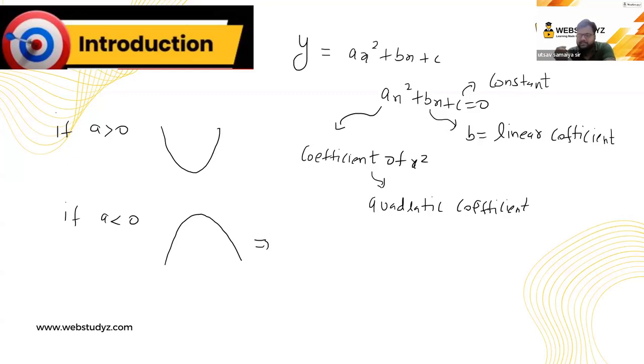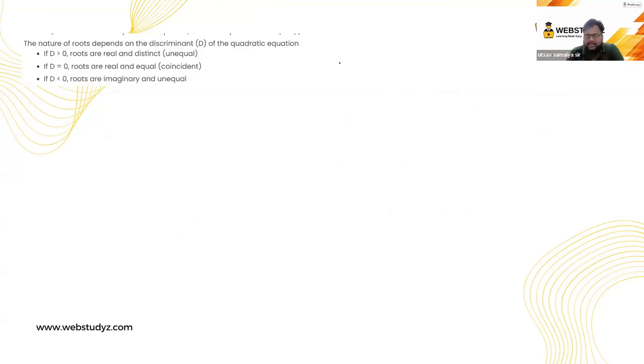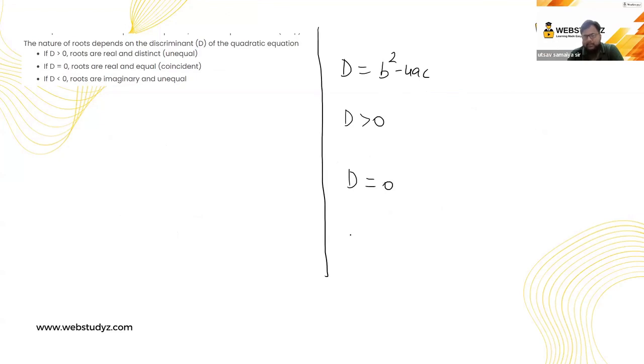Now there is a term called discriminant. That is nothing but D is equal to b square minus 4ac. Now depending on the sign of D, that if D is greater than 0, D is equal to 0 and D is less than 0, we can have different forms of roots.